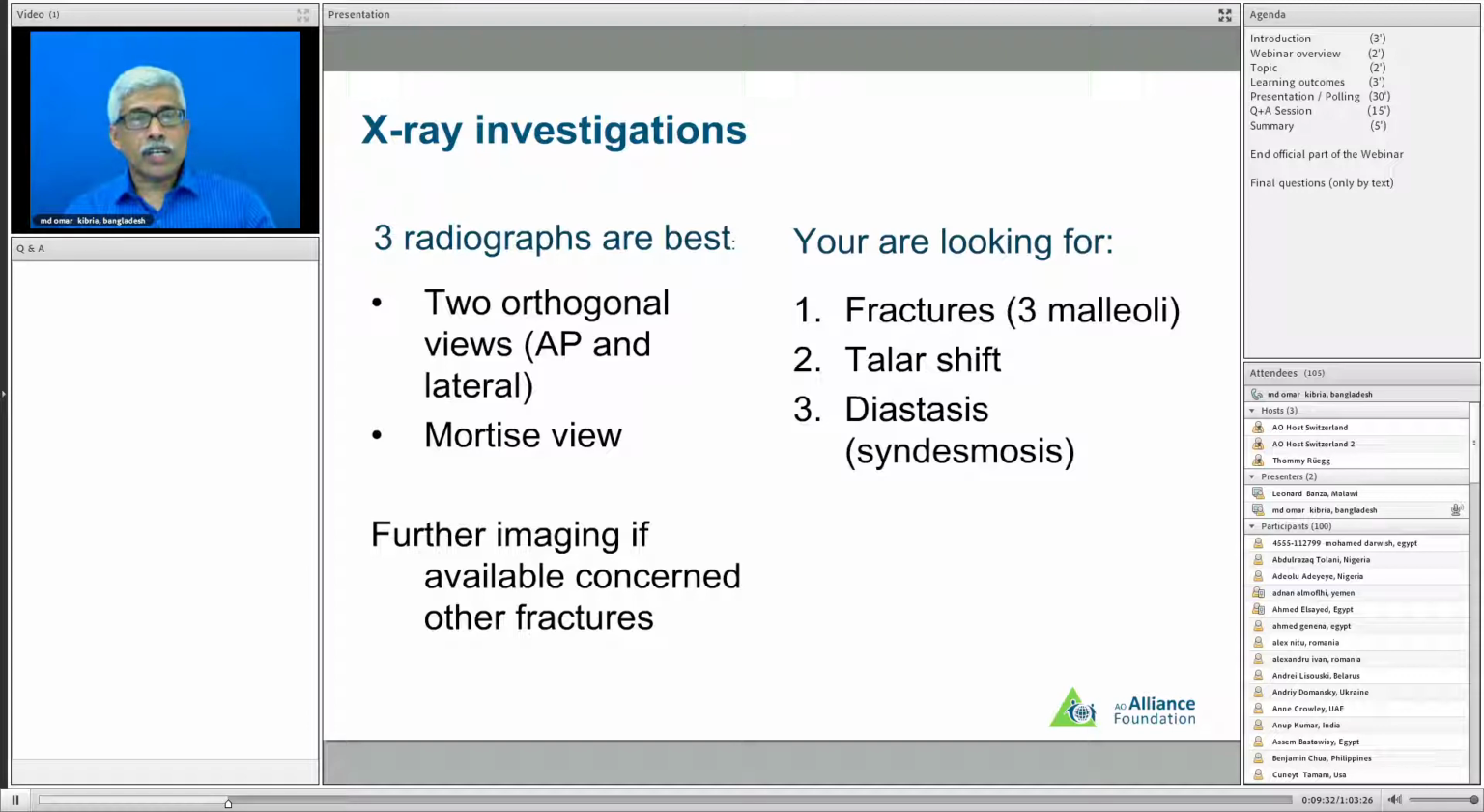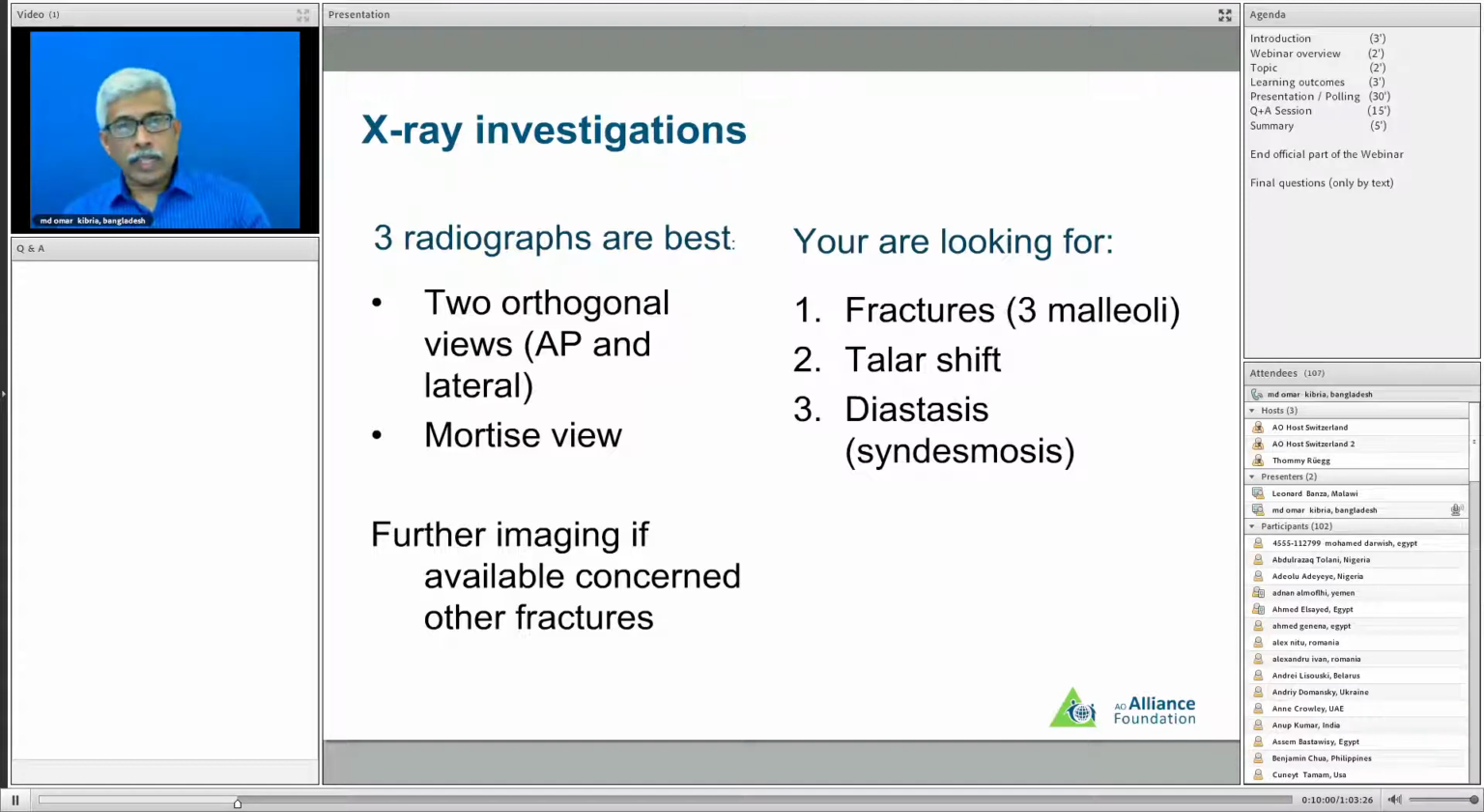3 radiographs are to be taken. These are the best: 2 orthogonal views, the AP and lateral view, and the special view, the mortise view. What is our aim in the radiographs? We must look for fractures of the 3 malleoli, the medial, lateral, and commonly the posterior malleolus. You must be able to appreciate if there is a talar shift, and you should be able to diagnose rupture of the syndesmosis, which we call diastasis.